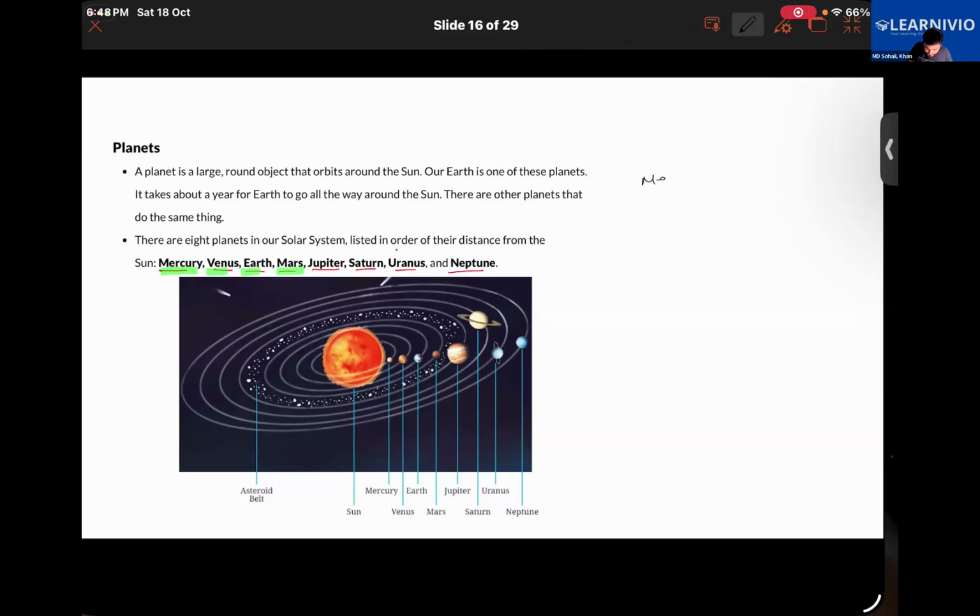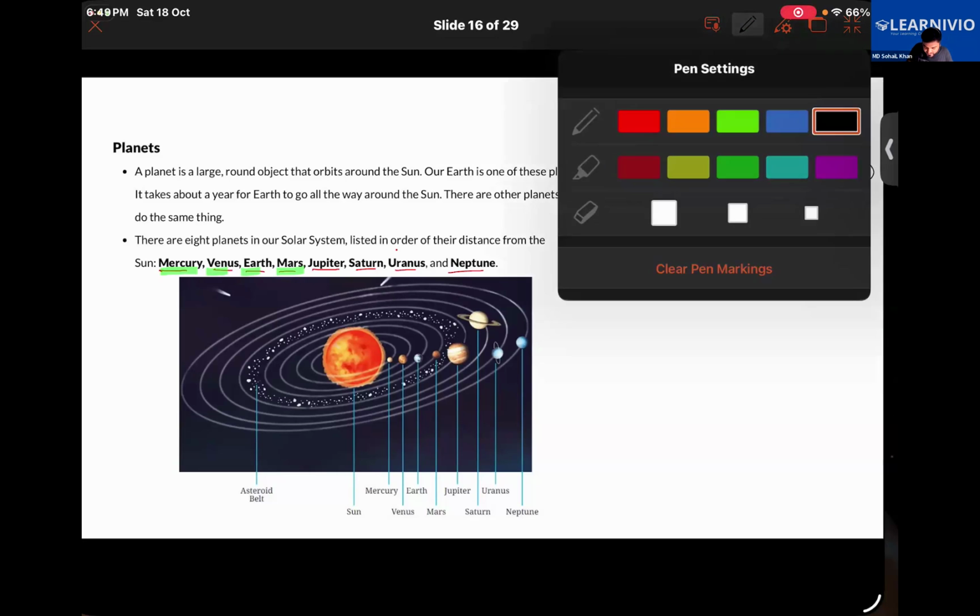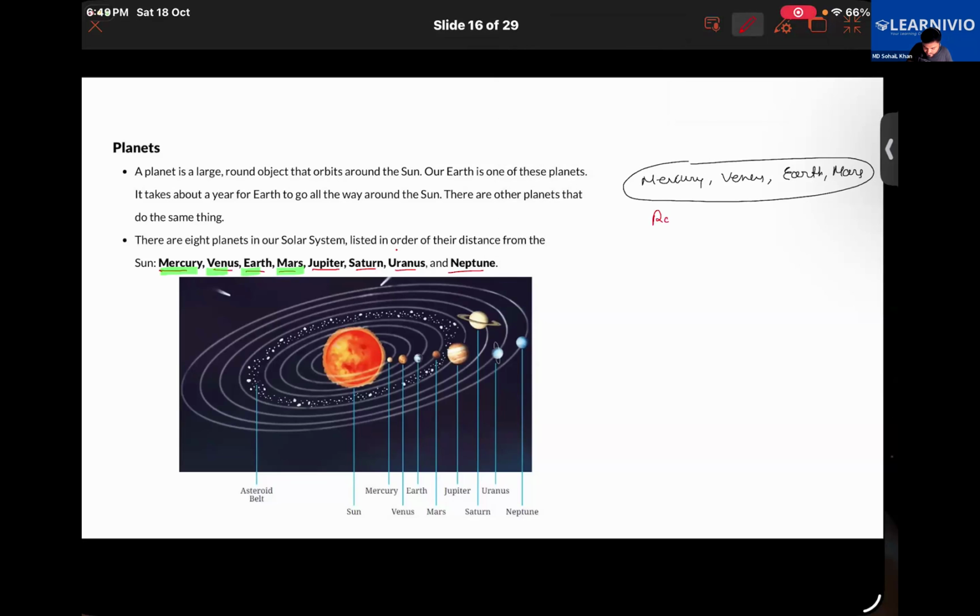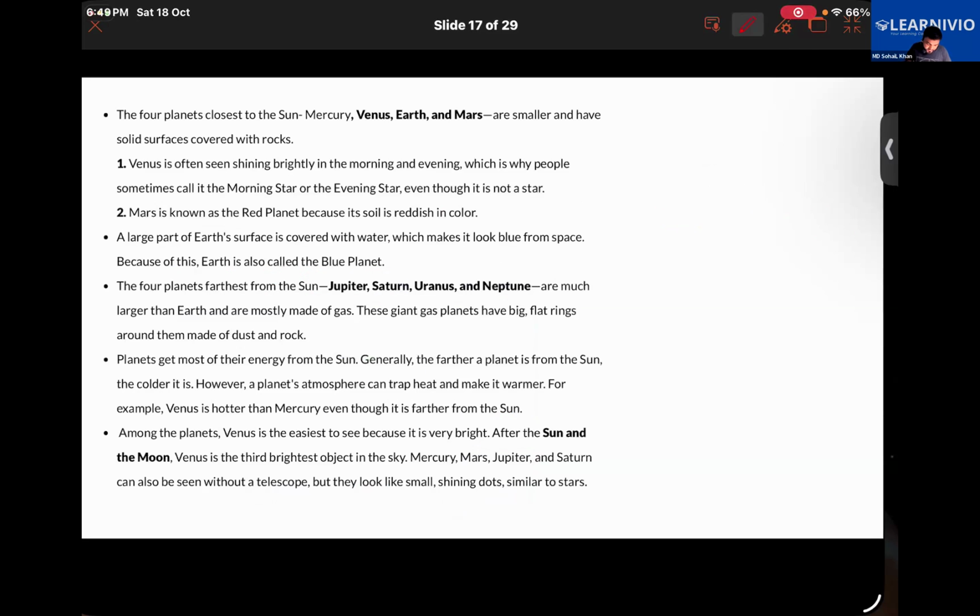Getting it? So Mercury, Venus, Earth, and after Earth, Mars. We call them as rocky planets. Or we sometimes also call them as inner planets. Inner planets or rocky planets. They are smaller in size and they are made up of rocks generally.